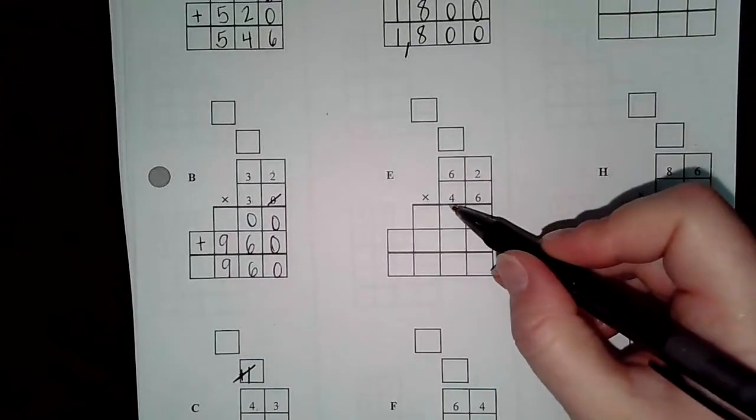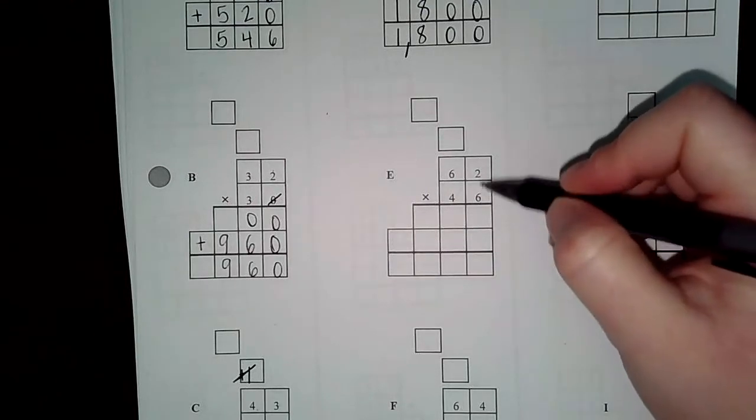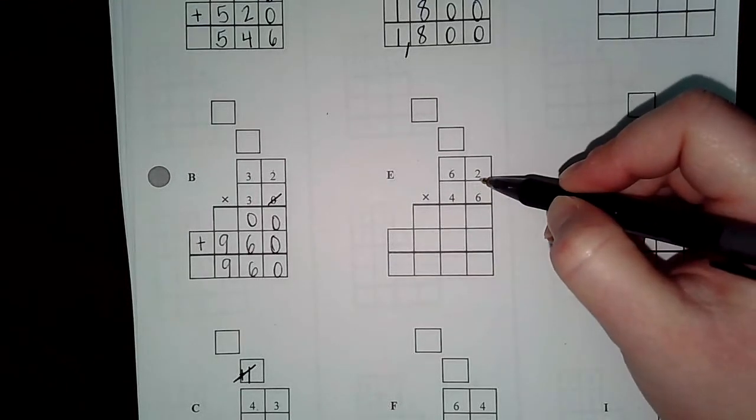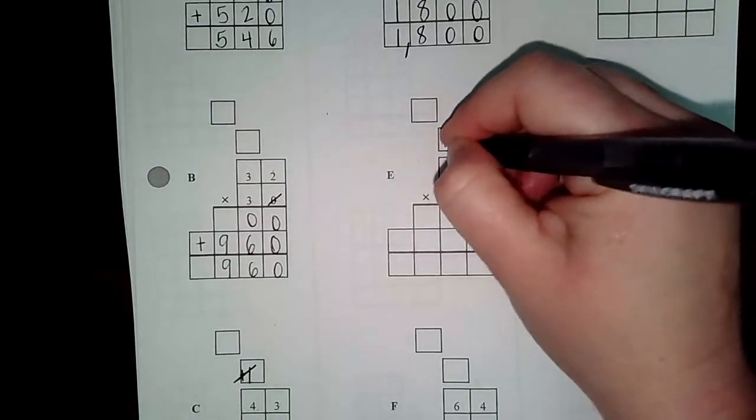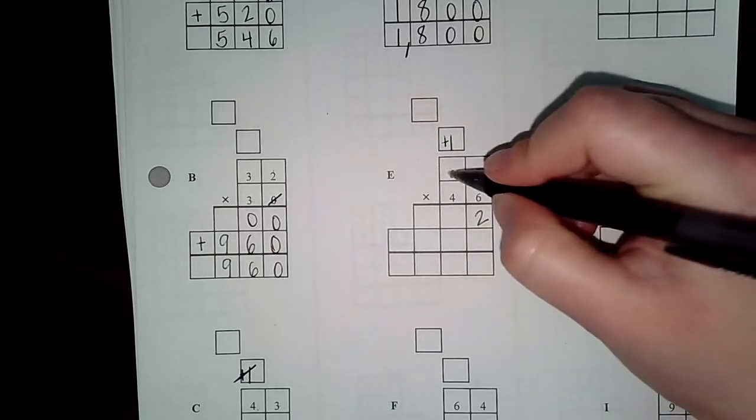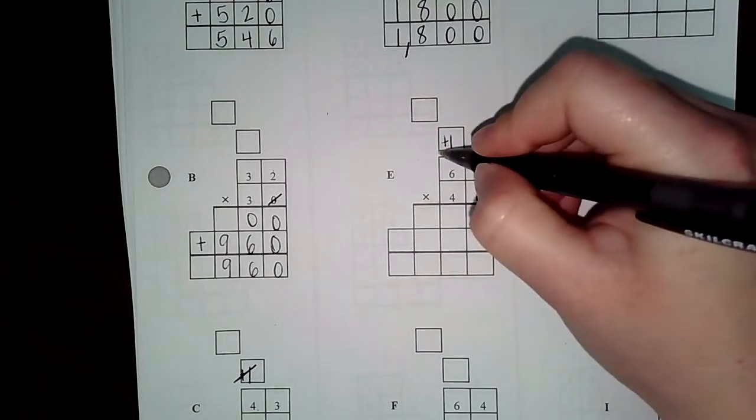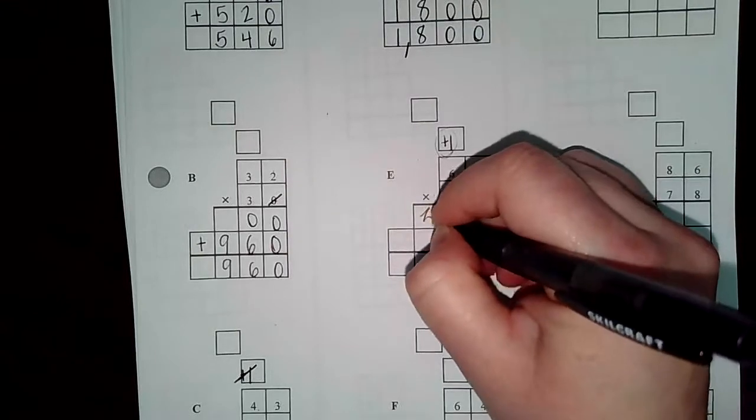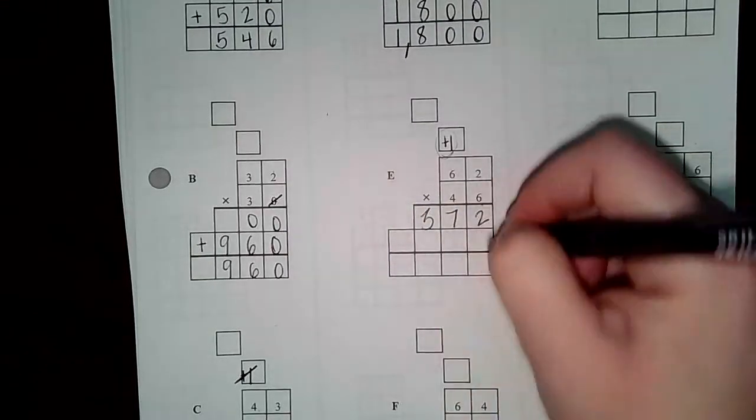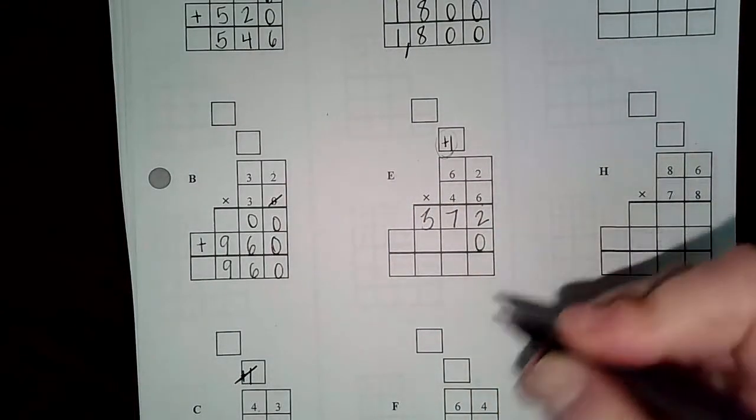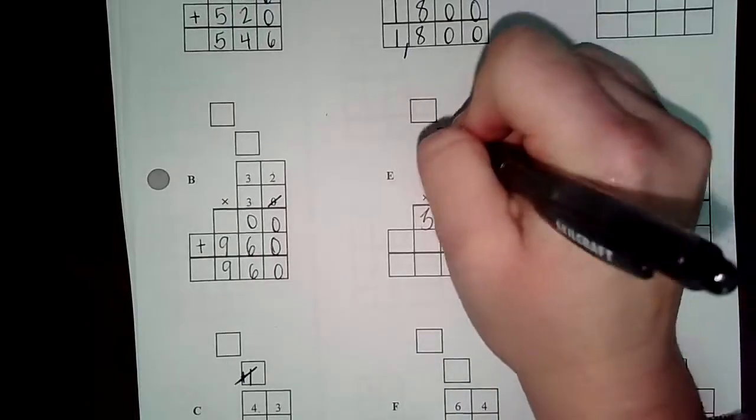Take a look at E. 62 times 46. I'm going to go up and over. 6 times 2 is 12. So I'm going to do a diagonal 12. We're regrouping to the tens. 6 times 6 is 36. Plus 1 more is 37. Go ahead and bring that on down. And down with the 0. Cross out the 6. Cross out the 1.